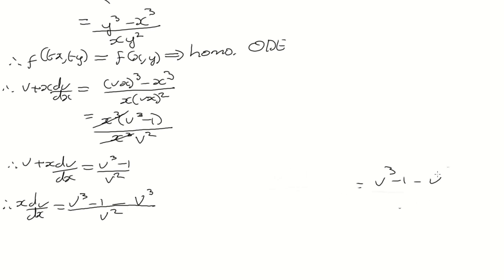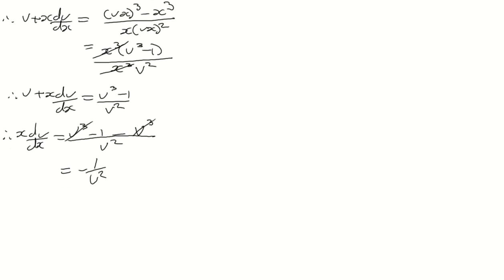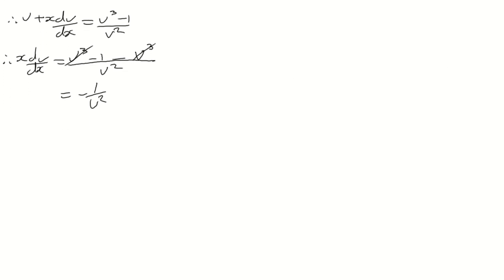Right. So what therefore means is that v cubed is gone with minus 1 over v squared. So we started with y and x. We now are having v and x, which is separable. So we can separate the variables now.